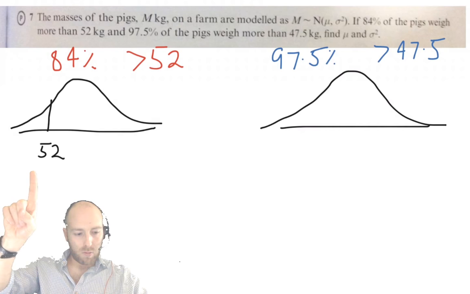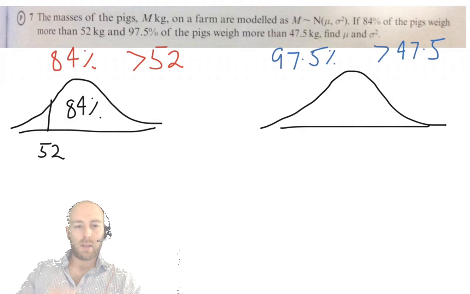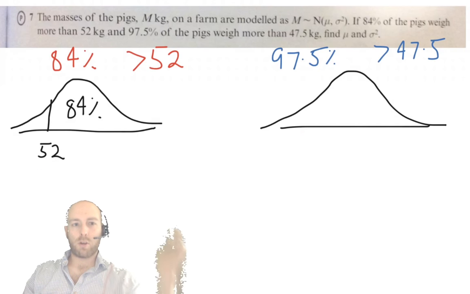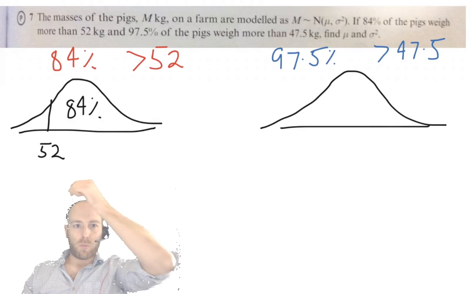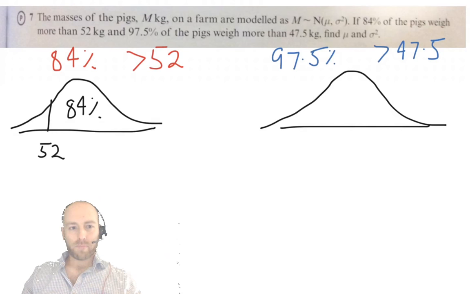And we can write, well, let's write percentages even. Let's write 84% in there. Everyone happy with that? It's got to be 84 because obviously 50% would be halfway and we've got more than 50%.